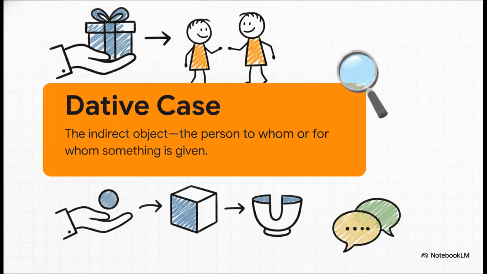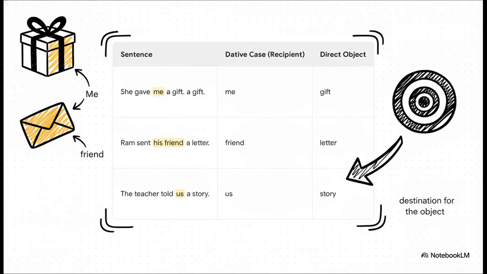All right, now things get a little more interesting with the dative case. This role usually pops up when you've got two objects in a sentence. One gets the action directly, but the dative case is the one who ultimately gets the thing. They're the recipient. This table really helps clear it up. So, she gave a gift, sure, but who actually received it? Me. Ram sent a letter, but to whom? To his friend. See, the dative case is the final destination for the object.